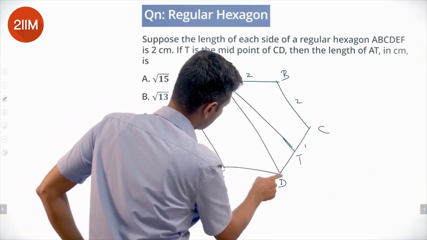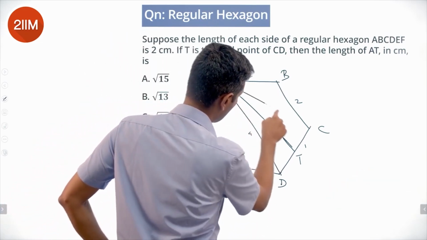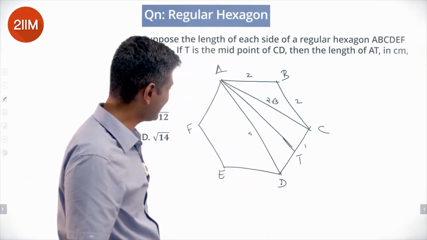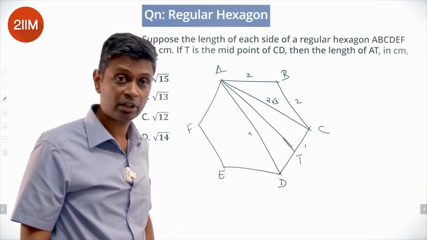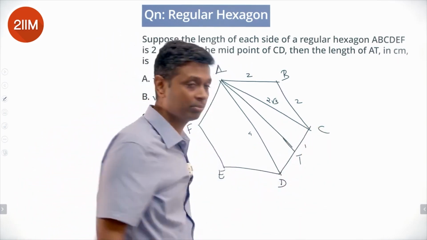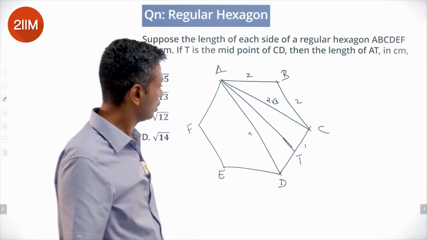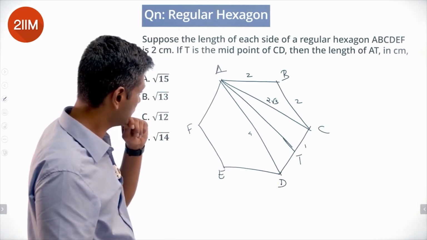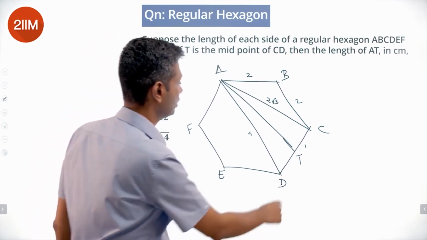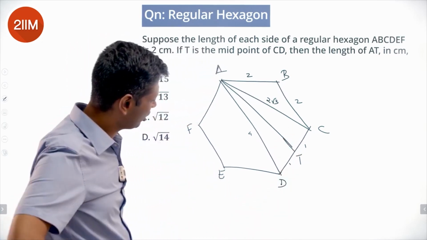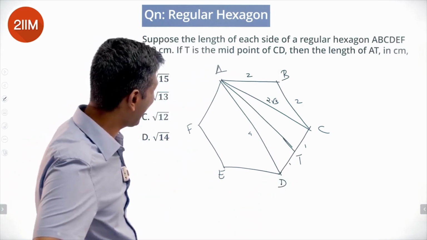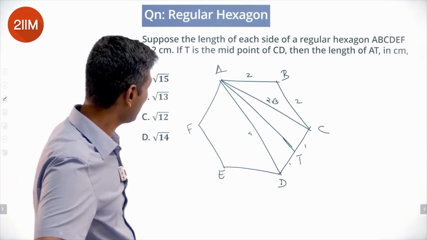AD measures 4. AC measures 2 root 3. We want to find AT. Remember, AT is not perpendicular to CD. We can't just plug in Pythagoras theorem and simplify. That doesn't work. So we need to figure out some other mechanism of cracking this. So T is the midpoint of CD, 1 and 1. We can use some trigonometric ratio and then figure this out. We can find the angles and simplify. But hey, it's still tough.